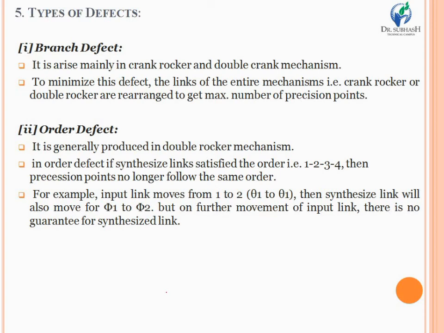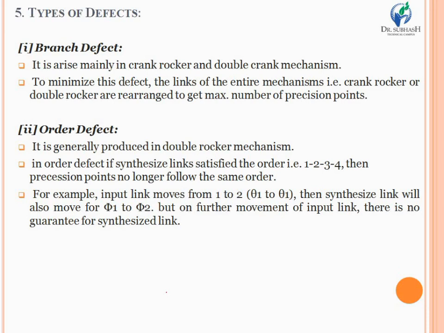Look at the screen. There are basically two types of defect that are produced. One is the branch defect, another is the order defect. If we are talking about the branch defect, generally it is produced in a crank and rocker mechanism, or the double crank mechanism. For example, in an IC engine, the crank and rocker are both used for operating the inlet and exhaust valve. So it is possible that the branch defect plays a vital role there. It is possible that this type of defect will arise while transmitting motion and power.